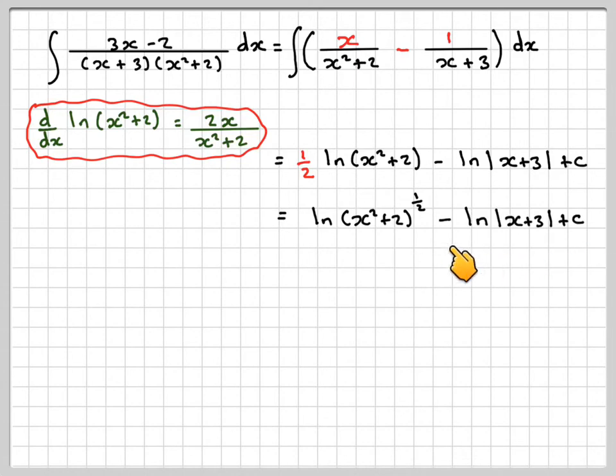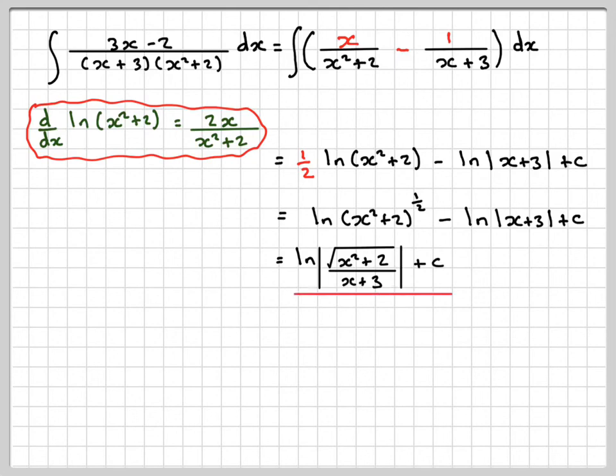When you subtract, you can do a division. I'm going to make the half a square root: ln of the square root of (x squared + 2) over (x + 3). I do now need to put the absolute value because the denominator here could be negative. Also, don't forget the plus C.